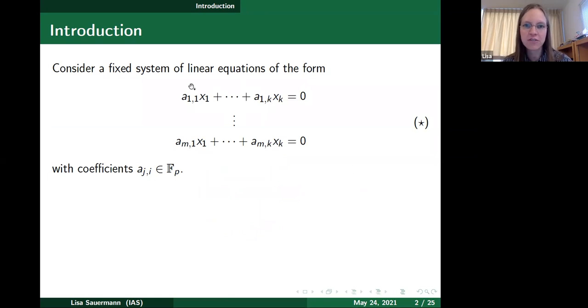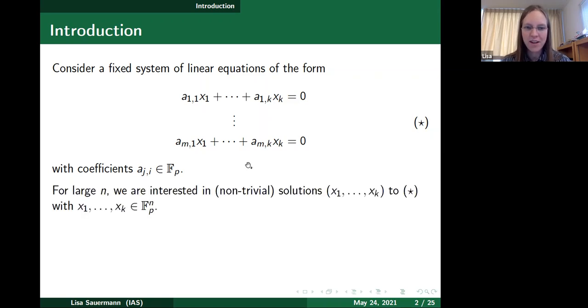As the title suggests, we want to consider some system of equations. Let's take a fixed system of linear equations of this form here: a homogeneous system of equations with zeros on the right-hand sides. And these coefficients a_{j,i} of our equations should be in F_p. So here p is fixed and the system is fixed.